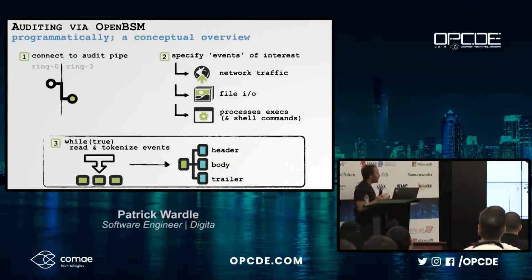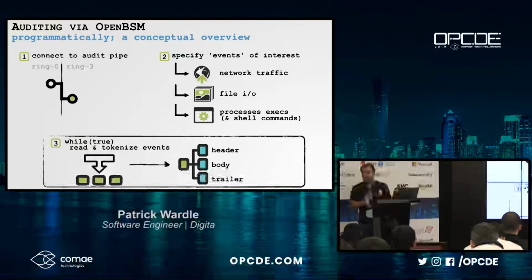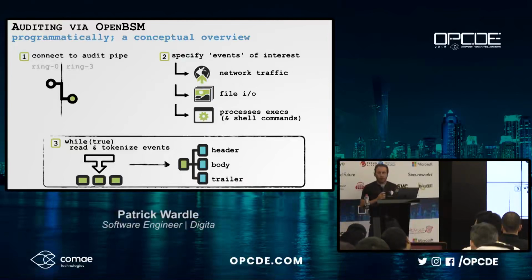So programmatically, how does one make use of OpenBSM in code, for example, in a monitoring utility? We'll dive into each of these steps, but conceptually, from a high level, it's pretty easy. First, you connect to the user mode audit pipe. You then specify what audit events are of interest to you. For example, you can say, I want file events and process notifications. And then you read off this pipe, and the kernel will deliver to you audit events.